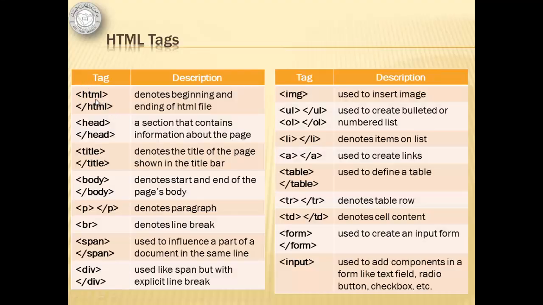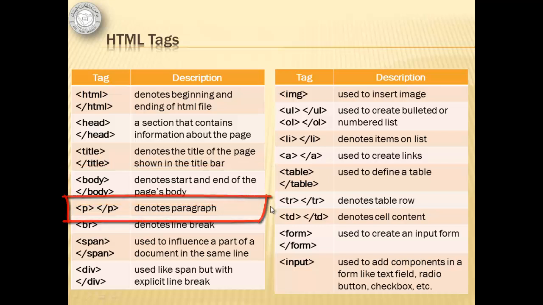Tags are enclosed by less than and greater than symbols. Some tags have a closing tag that is the same as the beginning tag, and the only difference is the slash character after less than. Here are some of HTML tags. HTML denotes beginning and ending of HTML file. Head, a section that contains information about the page. Title denotes the title of the page shown in the title bar. Body denotes start and end of the page body.